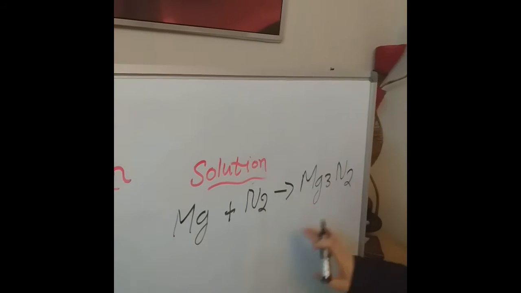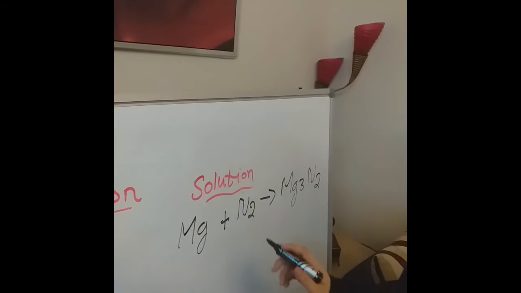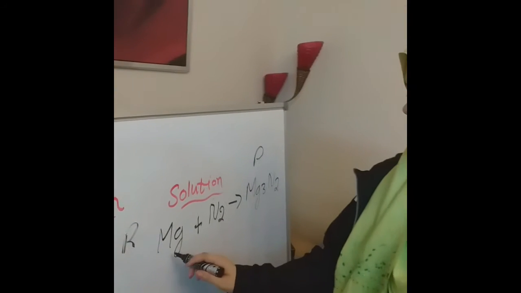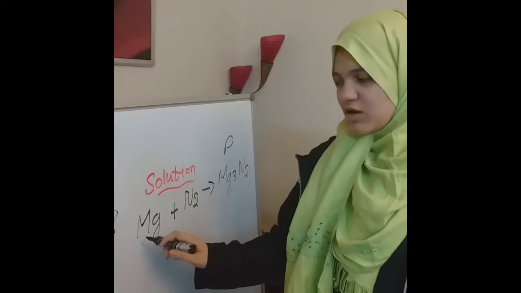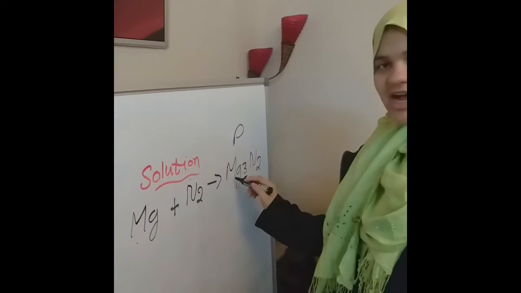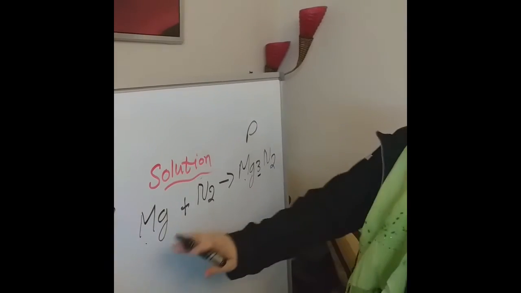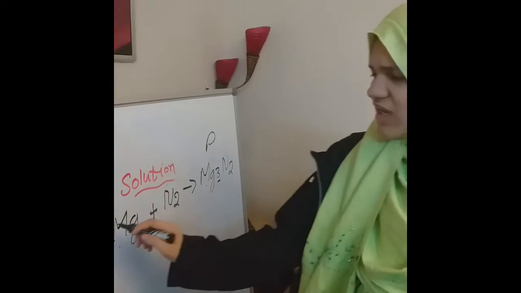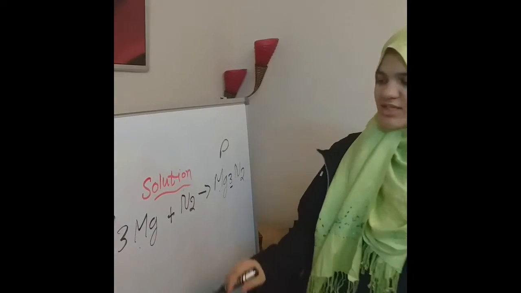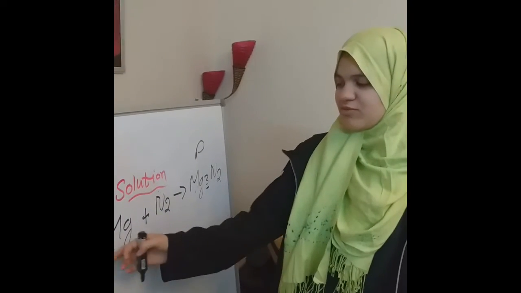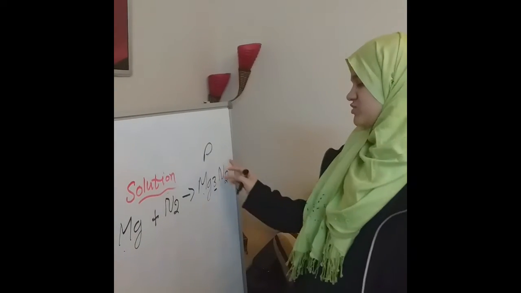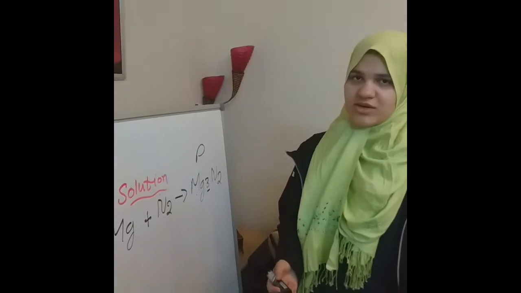Here, they are not balanced. For magnesium, in the reactants there is only 1 atom, but in the products there are 3 atoms of magnesium. So magnesium is not balanced. How to balance? We will put 3, because here there is a 3, and we put 3 here. That means magnesium is balanced now: 3 atoms of magnesium and 3 atoms of magnesium. And for nitrogen, there are 2 atoms of nitrogen and 2 atoms of nitrogen. So they are balanced already.